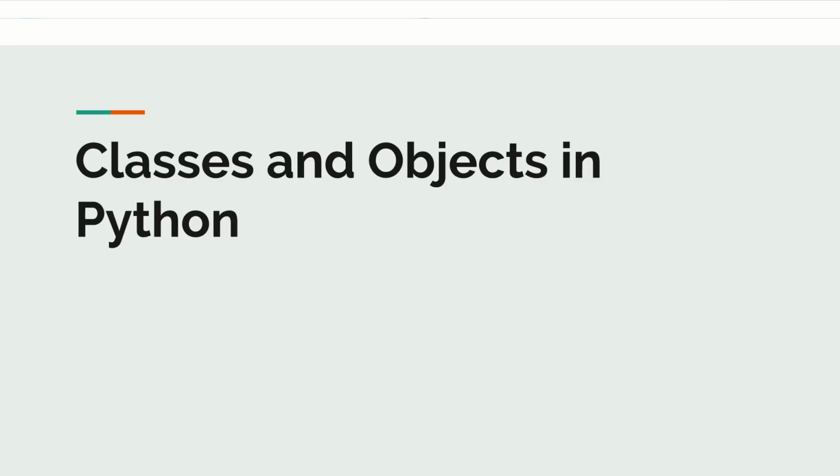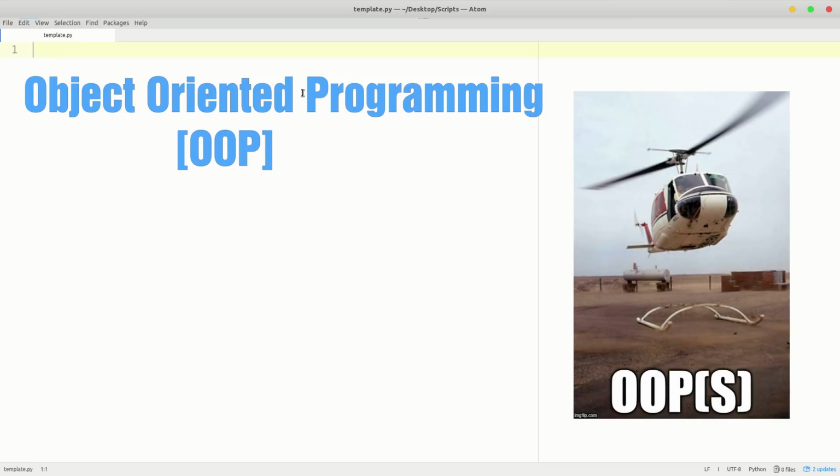This is Arunava. In this video, we're going to talk about classes and objects in Python. Assuming a basic familiarity with the Python syntax, let's start talking about objects and classes. This video is an introduction to OOP, which stands for Object-Oriented Programming. So what is Object-Oriented Programming?